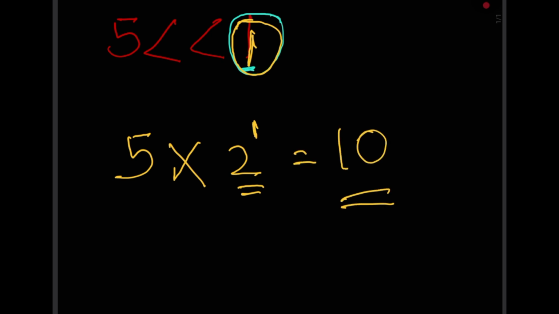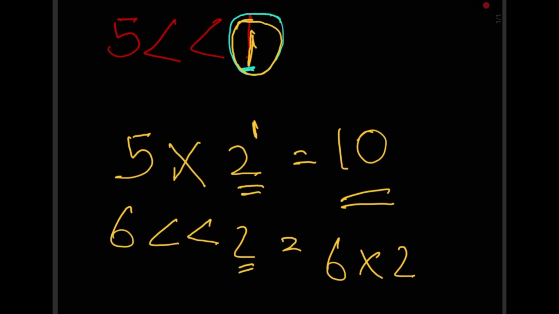We are getting 10. Suppose I'm doing 6 left shift 2. So it will be 6 into 2 raised to power, here 2 is only there, so 2. So it will be 6 into 4, 6 fours are 24.